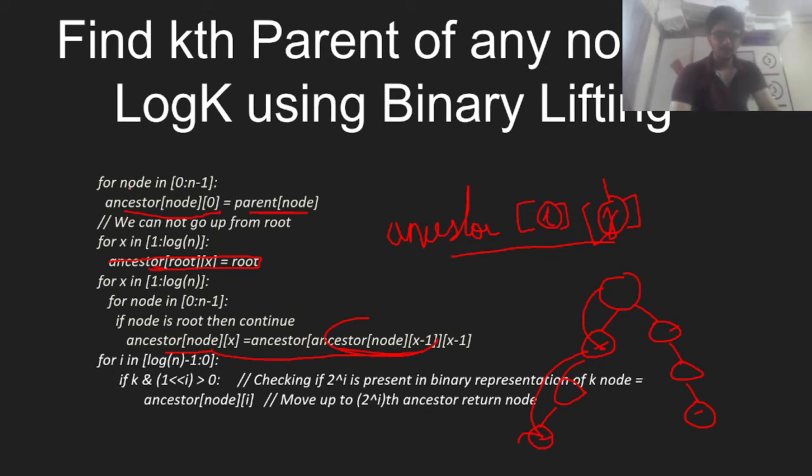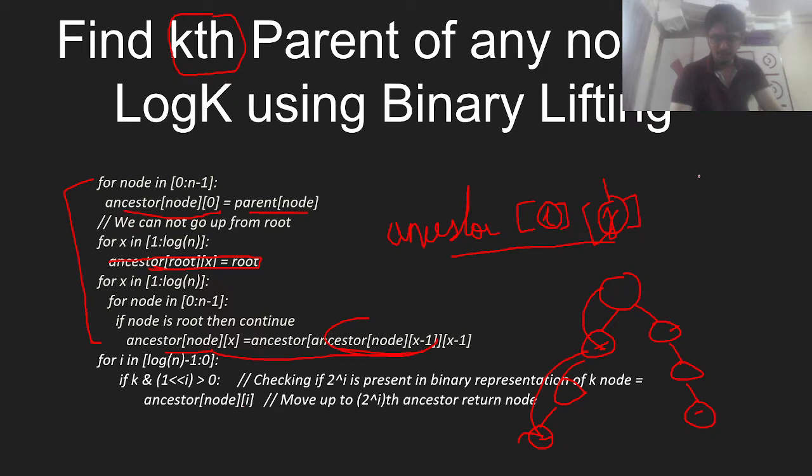Okay. So after doing all this, we know the x ancestor of a node, where x is a power of 2. 2 raised to 1, 2 raised to 2, every ancestor we know, right? Now if we want to find the kth ancestor, how would we do that? It's very simple. We'll express k in binary form and then keep on finding its ancestor. If the ith bit of k is set, then we will move to ancestor node i. Is this clear to everybody?